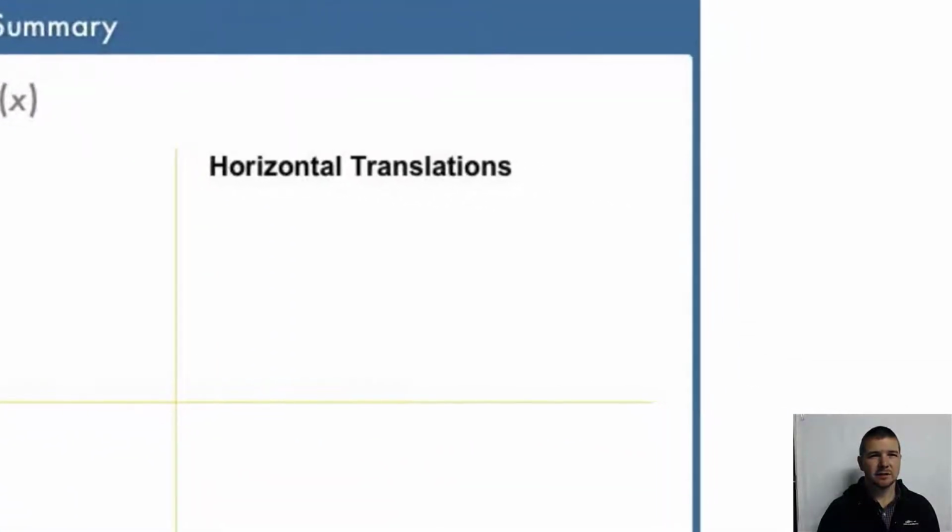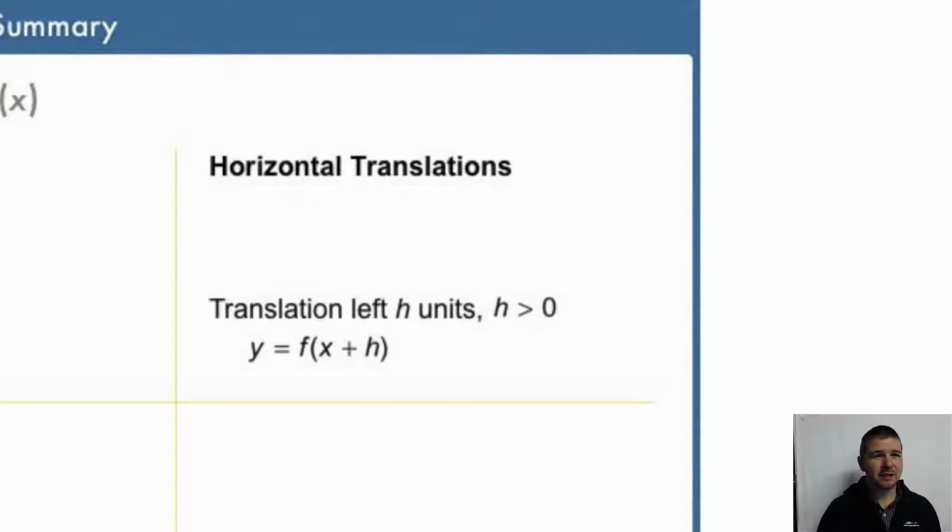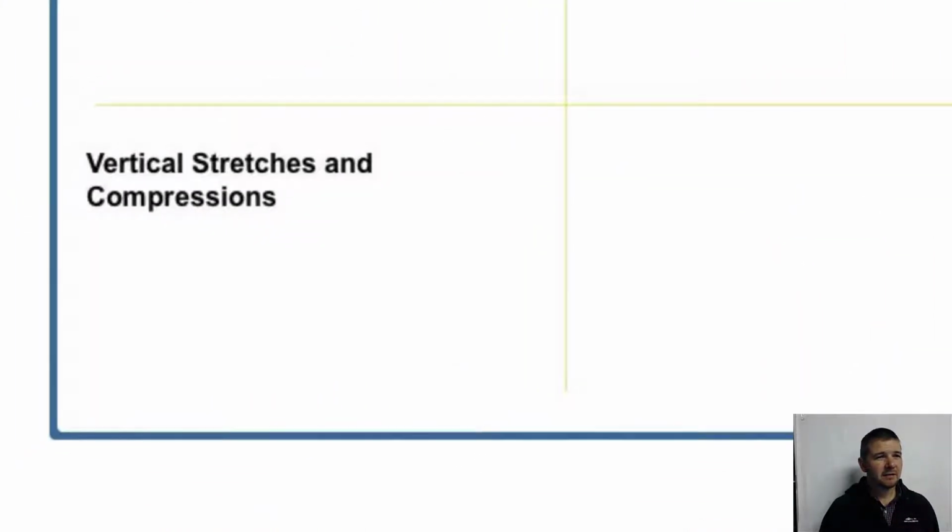Horizontal translations, to the right. A translation to the right h units, assuming h is greater than 0, can be represented y equals f of the inputs x minus h. A translation left h units, again with h greater than 0, can be represented y equals f of the inputs x plus h. Bottom left, vertical stretches and compressions.